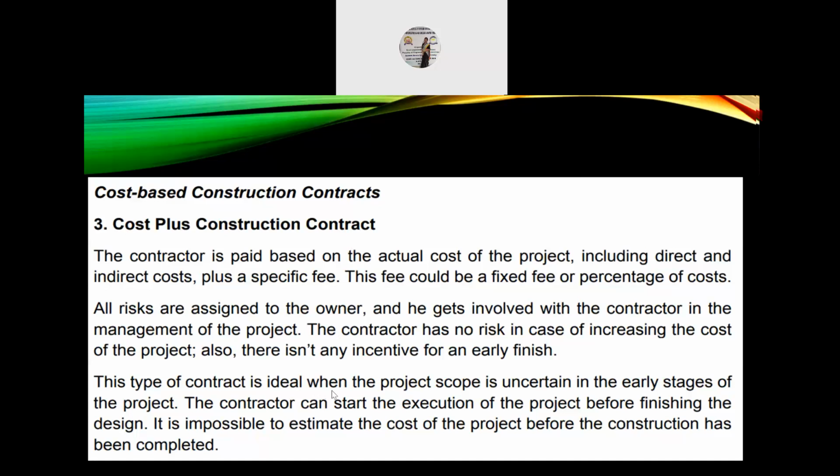This type of contract is ideal when the project scope is uncertain in the early stages of the project. So the contractor can start the execution of the project before finishing the design. It is impossible to estimate the cost of the project before the construction has been completed.